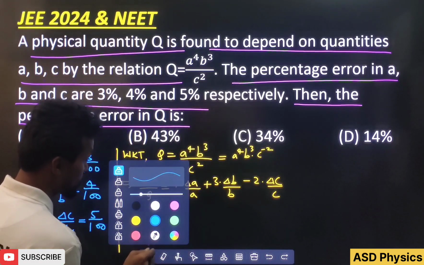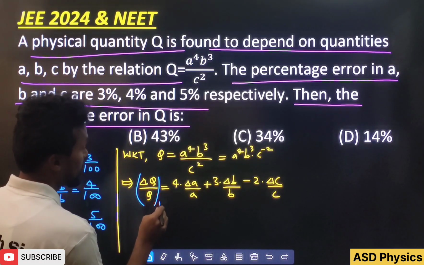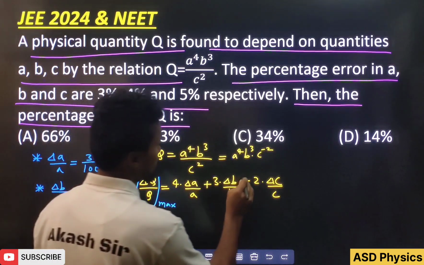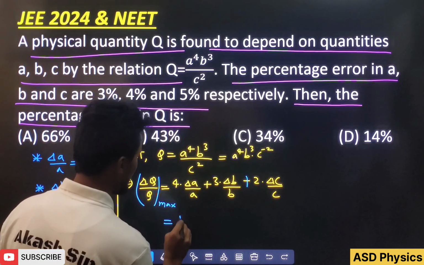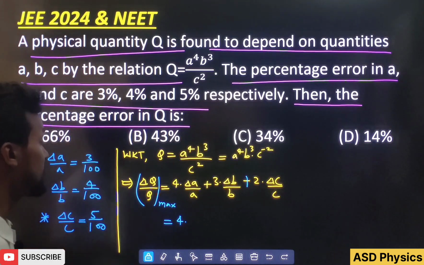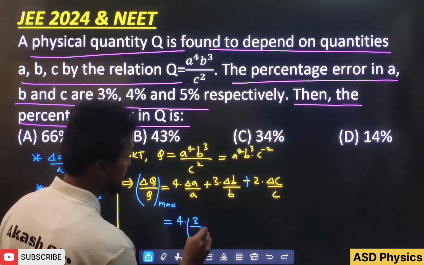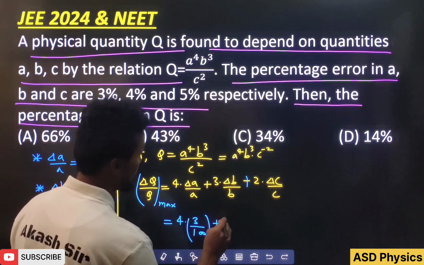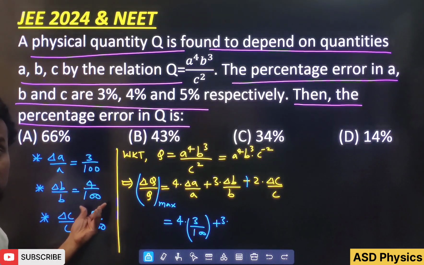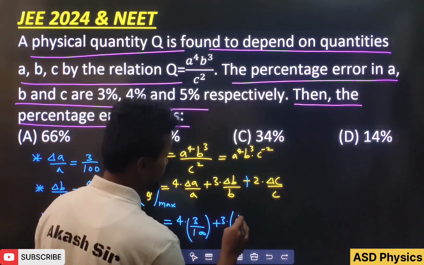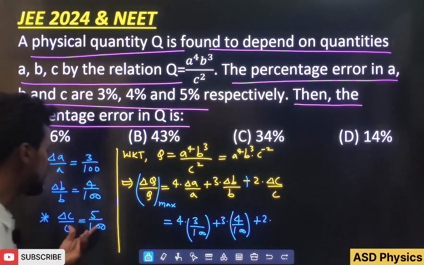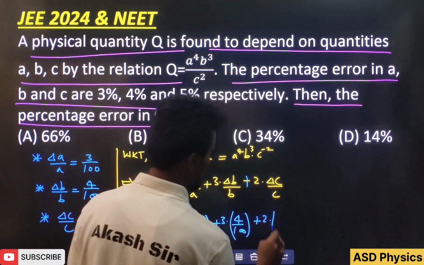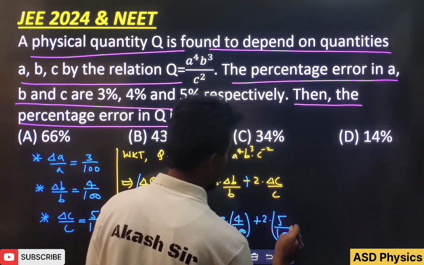But students, what I have told you, this should always be a maximum. So this minus should be plus. Great. Now this 4 delta A by A, how much is there? 3 by 100. Let's write down 3 by 100 plus 3 into, how much is given here? 4 by 100, now plus 2 into delta C, how much is there? 5 by 100.